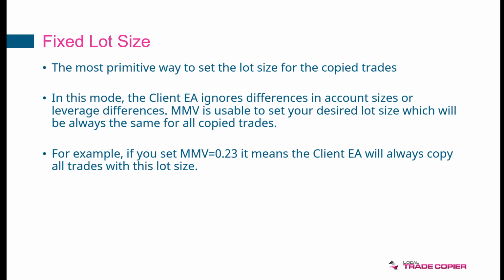copied trades. So for example, you set MMV to 0.23. It means that client EA will always copy all trades with this lot size of 0.23. So it doesn't matter what lot size comes from the master account. It could be a micro lot, mini lot, full lot, 20 lots. The client will always use 0.23.